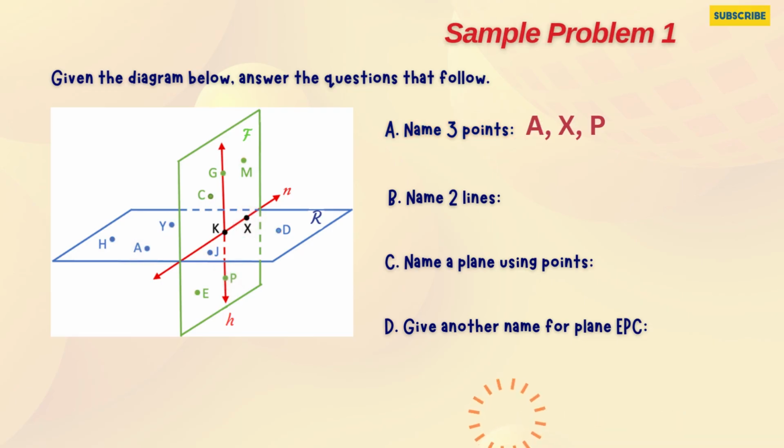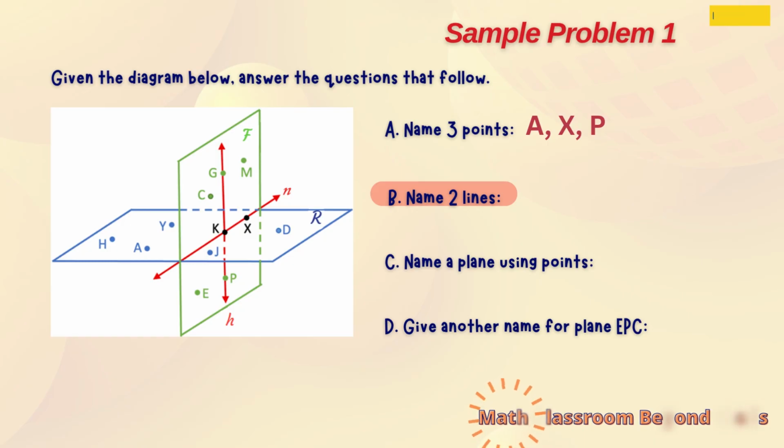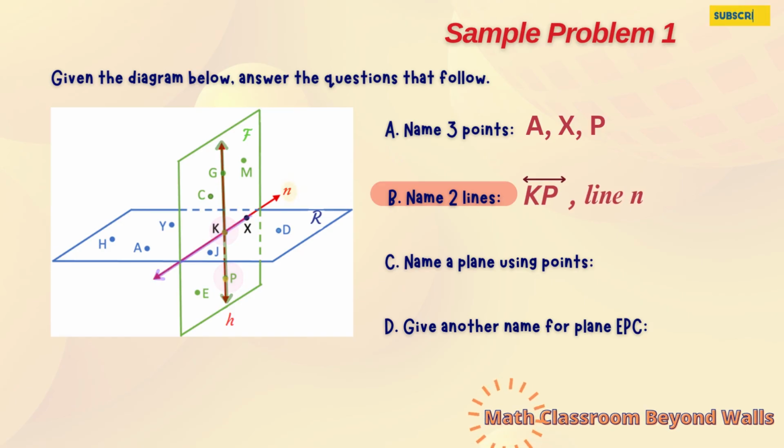In question B, we are to name 2 lines. Let us look at the diagram and look for this. This question is easy, for the lines are obviously displayed. Okay, so one line here is line KP, and another one is line N.